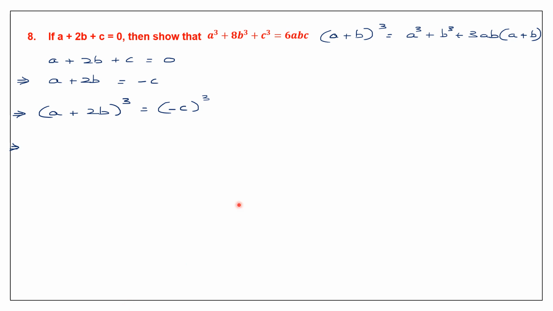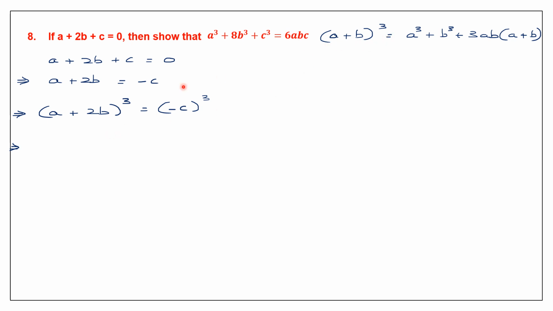Now the reason that we are using this expansion, not the other one, the other formula, is because in the other formula you have 3a square b plus 3ab square. So there is a square coming into it. Whereas in the question that we've been given here, we have to show that it's equal to 6abc, where the square does not come at all. So we're going to use a formula where we don't have to include squares. That's why we are using this expansion. So now let's apply this here.